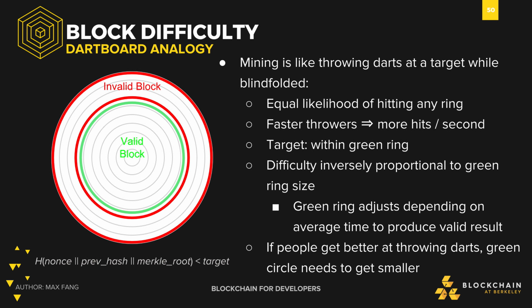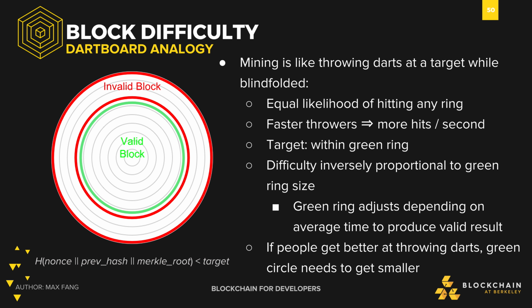Mining is like throwing darts at a target while blindfolded, right? There's equal likelihood of hitting any ring. Faster throwers are going to hit more times per second, and the target is within the green ring. You have to hit within the green ring to succeed here. If people get better at throwing darts, then the circle needs to get smaller.